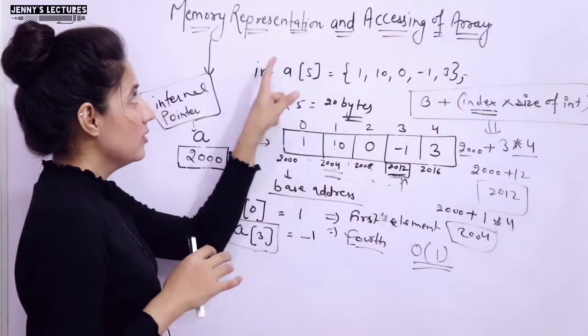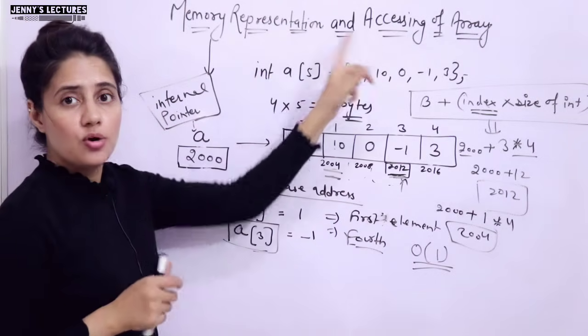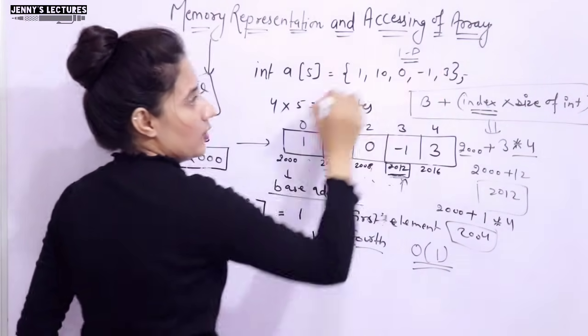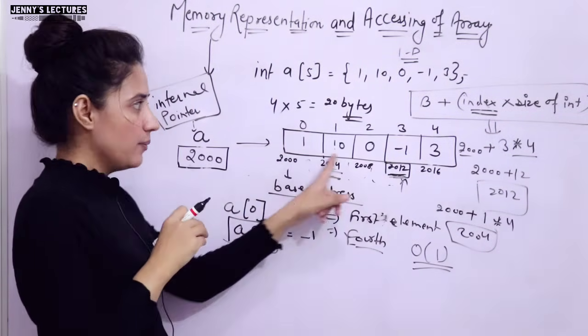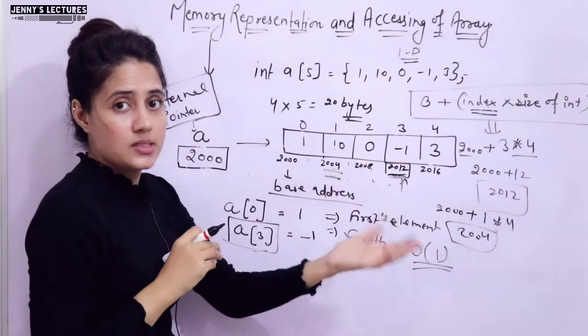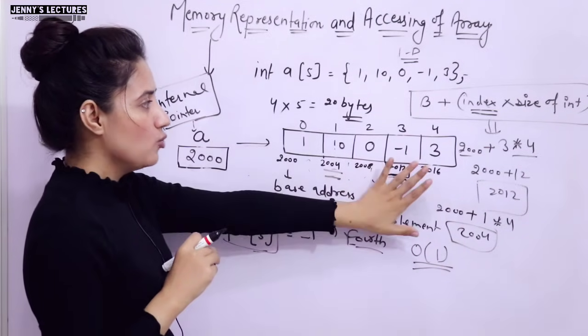And this is the memory representation and accessing of a 1D array. More specifically, it's a 1D array, one dimensional array, meaning only one row and multiple columns. We will discuss 2D arrays as well as multi-dimensional arrays in C, right? So this is about the 1D array.